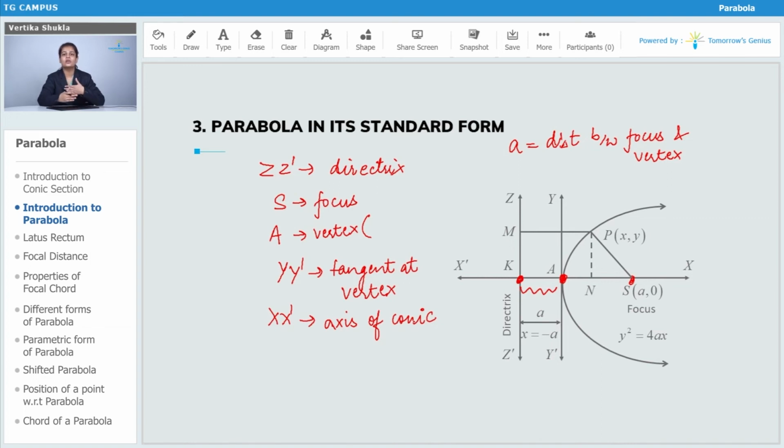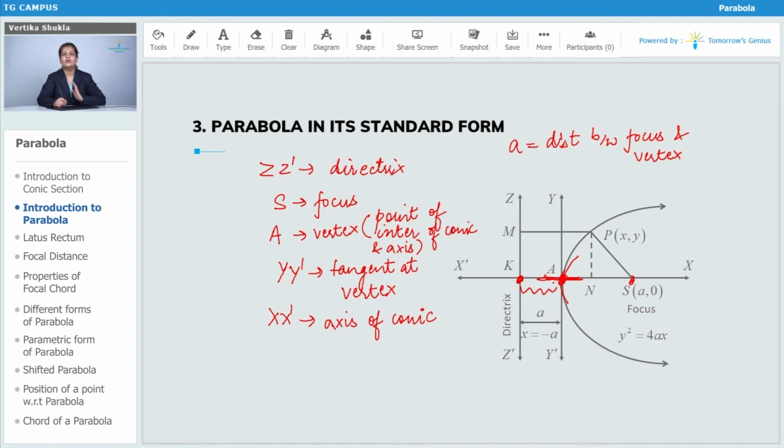And now if I want to define vertex in another way, I can say that vertex is basically the point of intersection of your conic and axis. The point at which the axis and the conic intersect, that point. So now see, at point A, this conic and this axis are intersecting. So the point of intersection of your conic and axis is known as the vertex of the parabola.